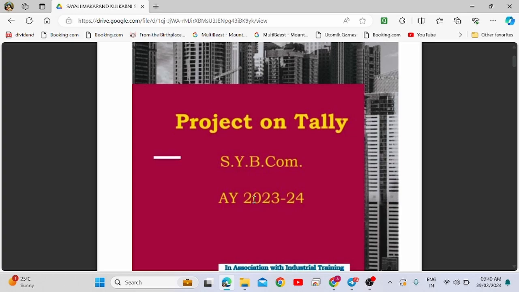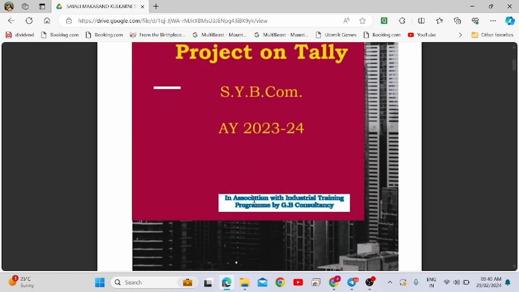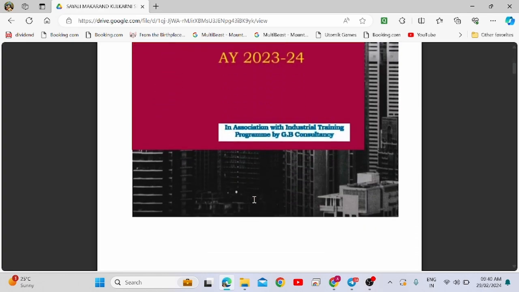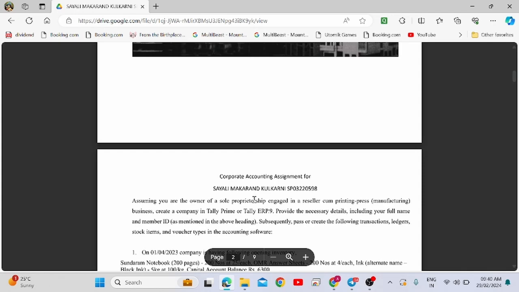Today we'll see how to solve the Tally project of academic year 2023-24. I already shared the PDF file of your project on the Telegram group. Today we'll take one sample file, and from that sample file we'll fully solve the project in Tally software, and then finally, after solving it, we'll also upload it on Chrome, that means on a Google Form, and after uploading you will get marks automatically.